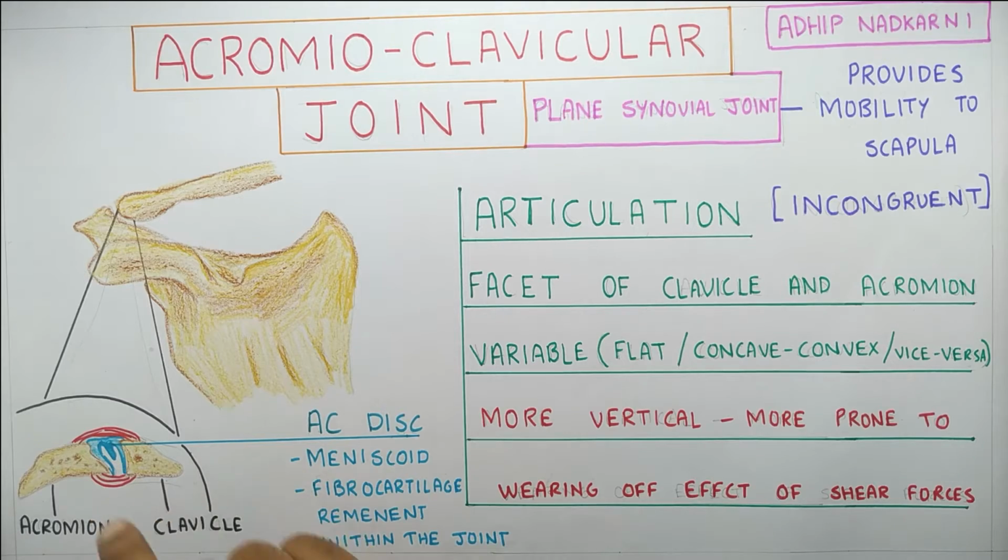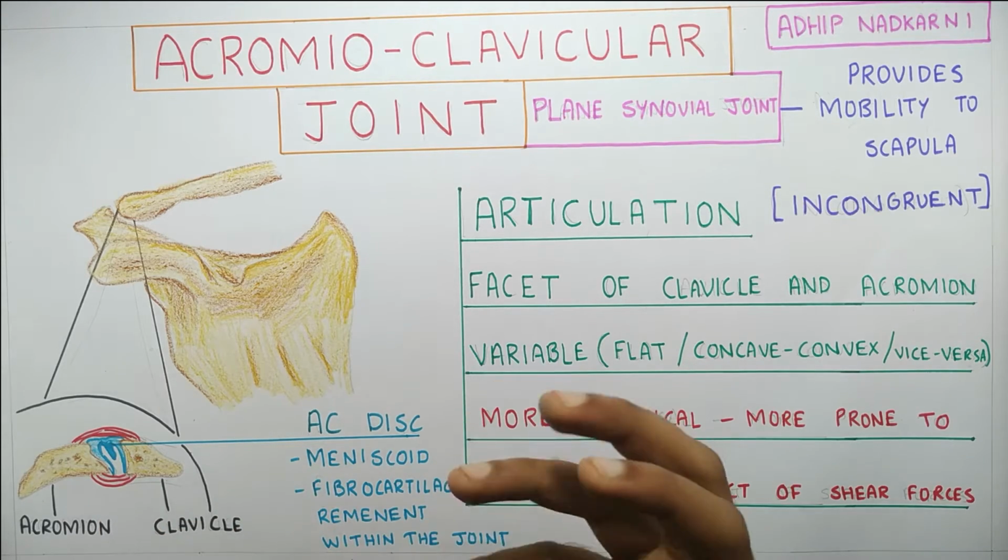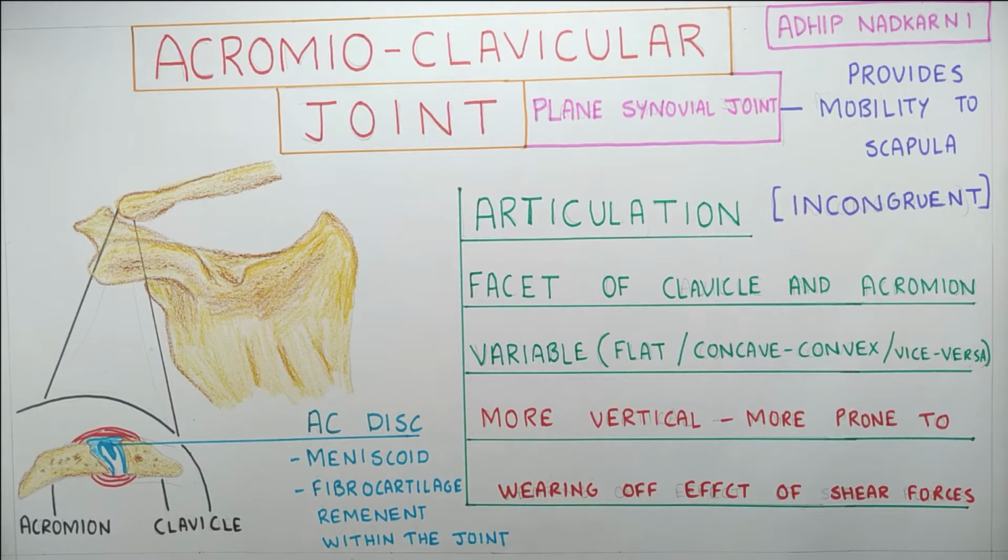Inside the joint there is an AC disc, similar to the SC disc. The AC disc over here is meniscoid, and it is basically a fibrocartilaginous remnant present in the joint. Somewhat like in the knee joint, where the meniscus provides force absorption and increases congruency, similarly over here the AC disc does a similar kind of function.